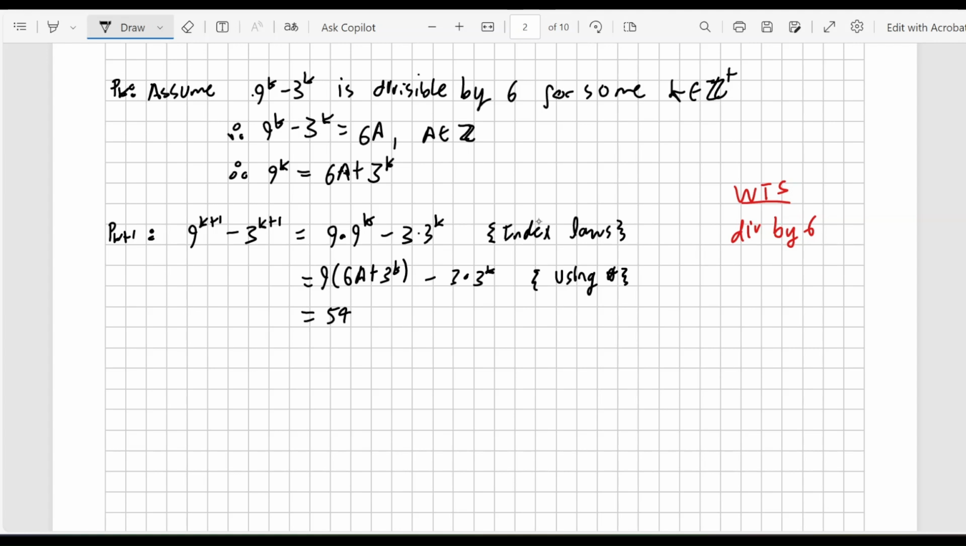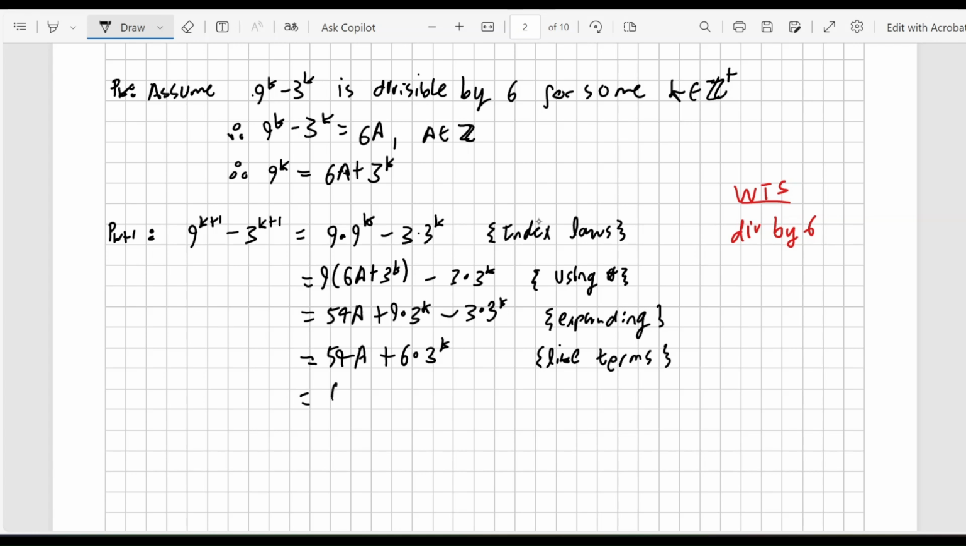So this is 54 lots of a plus 9 lots of 3 to the k, take 3 lots of 3 to the k. This is expanding. And then this is 54a plus 6 lots of 3 to the k, which is collecting like terms. Now, I'm only being really finicky on explaining everything because we're doing a proof here. All right, and then this is 6 lots of 9a plus 3 to the k. And then this is factorizing.